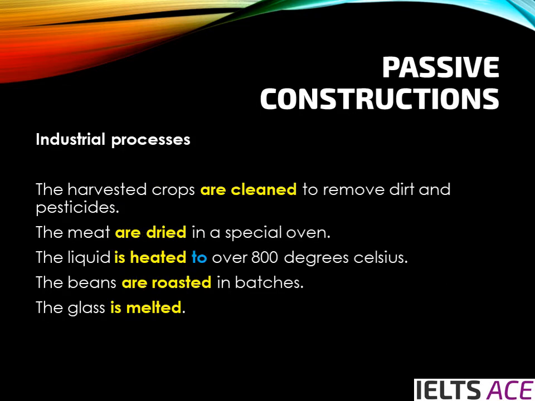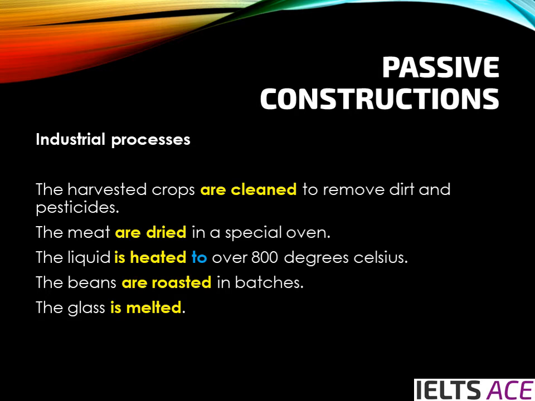So then we have some industrial processes. So the harvested crops are cleaned to remove dirt and pesticides. Pesticides are chemicals which kill insects that would damage the plants. The meat is dried in a special oven. The liquid is heated to over 800 degrees Celsius. Again, we've got that to, is heated to.